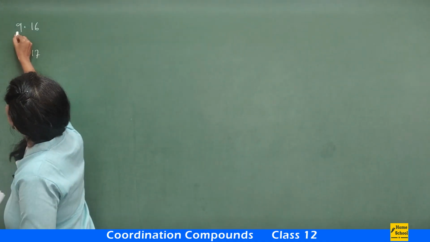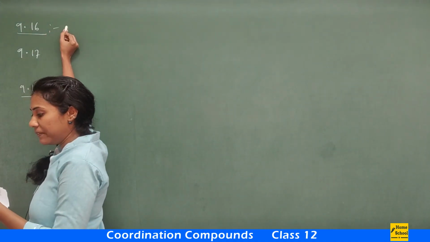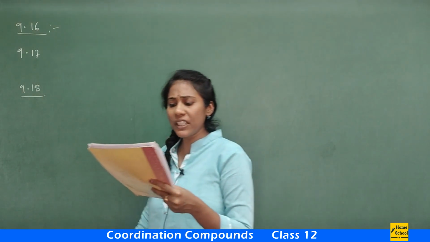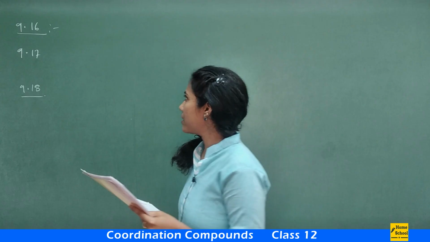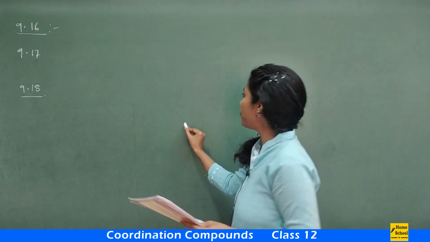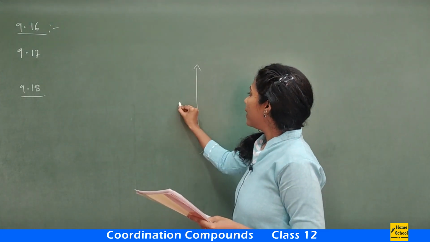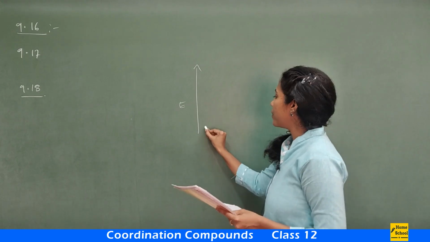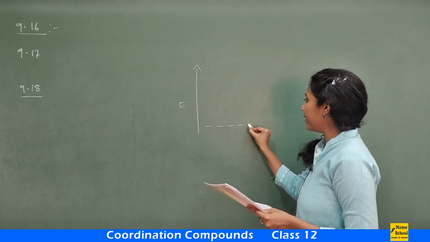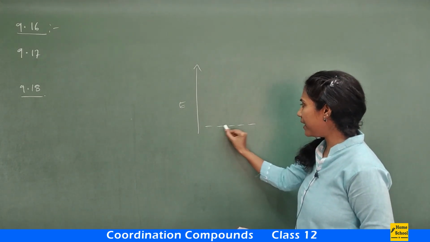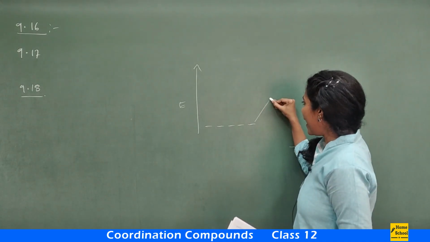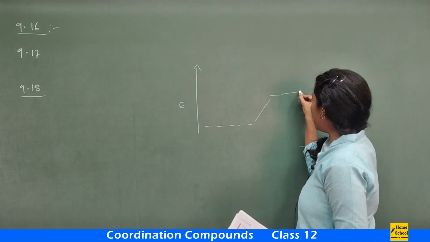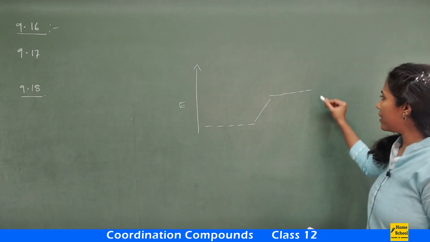Exercise 9.16, it's a direct question. Draw a figure to show the splitting of d orbitals in an octahedral crystal field. You have to neatly draw the figure, guys. You have to say this is the increasing order of energy. First you have the degenerate orbitals. You can show them as lines or as boxes, that's your wish. And as the ligands approach, all of a sudden the energy of all 5 orbitals increases.